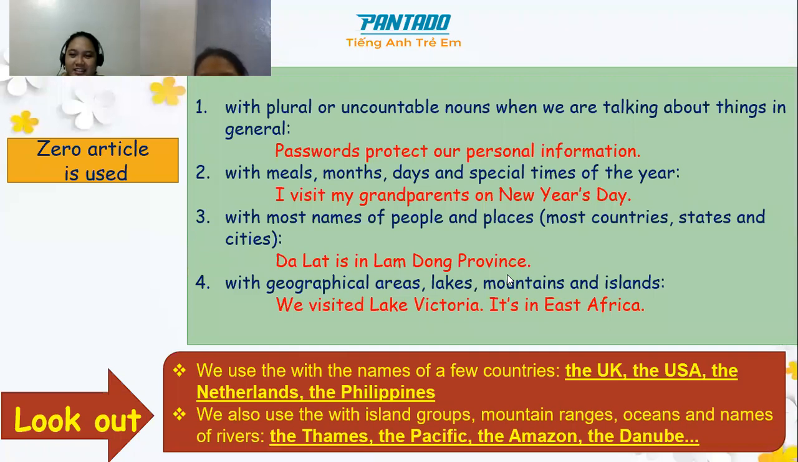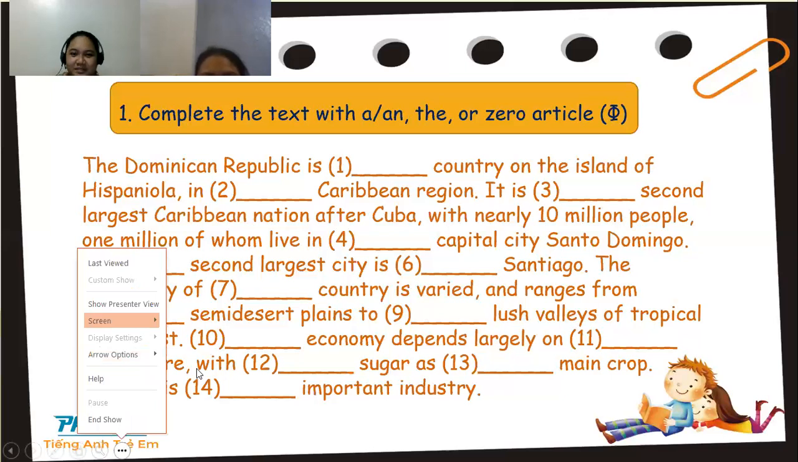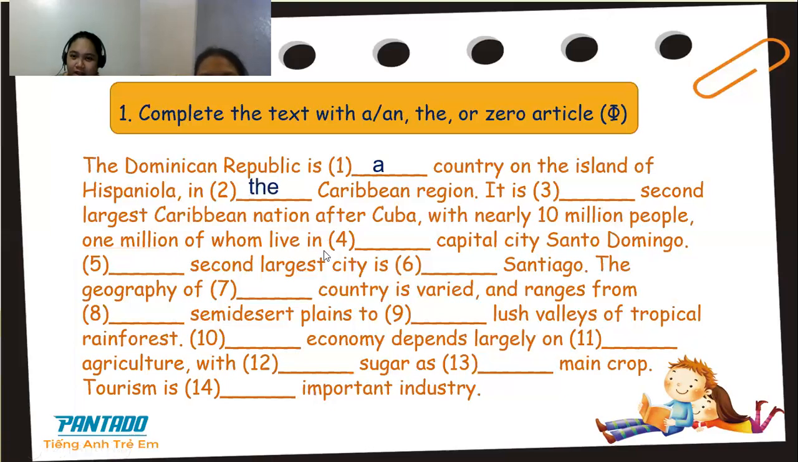Okay, let's see. Is this your final answer? Yeah. Let's check. Number one, a. Number two, the. Number three, the. Number four, the. Number five, the. Number six, it's zero article. Number seven, the. Number eight, zero article. Number nine, zero article. Number 10, the. Number 11, zero article. Number 12, zero article. Number 13, the. And the last one is an. So, hold on. You've got the correct answer.